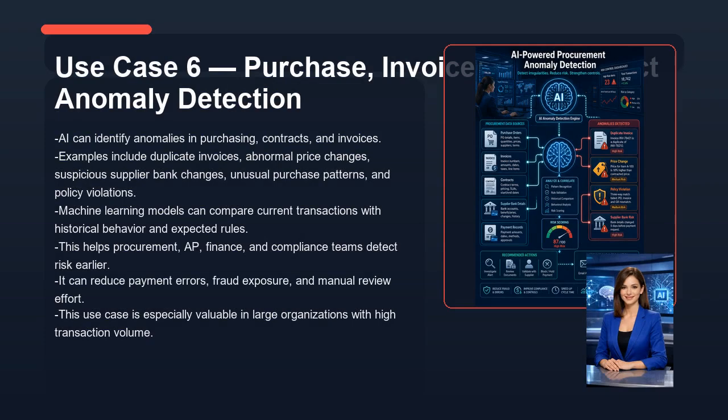Now let's look at use case 6, purchase, invoice, and contract anomaly detection. AI can identify anomalies in purchasing, contracts, and invoices. Examples include duplicate invoices, abnormal price changes, suspicious supplier bank changes, unusual purchase patterns, and policy violations. Machine learning models can compare current transactions with historical behavior and expected rules.